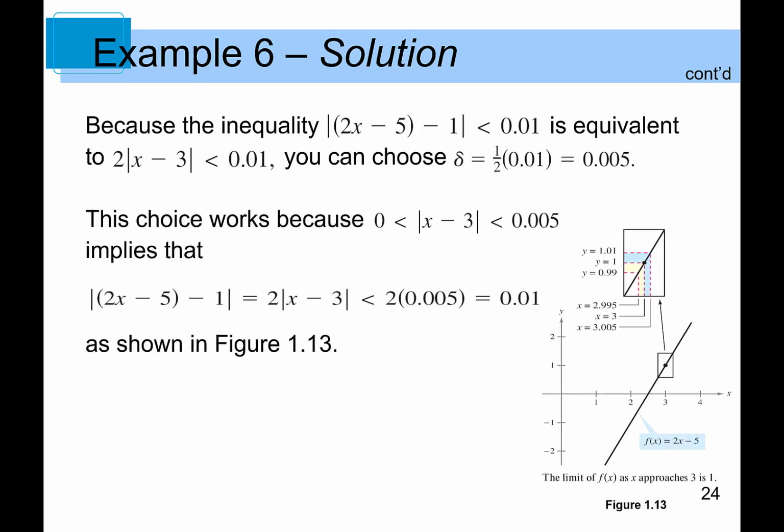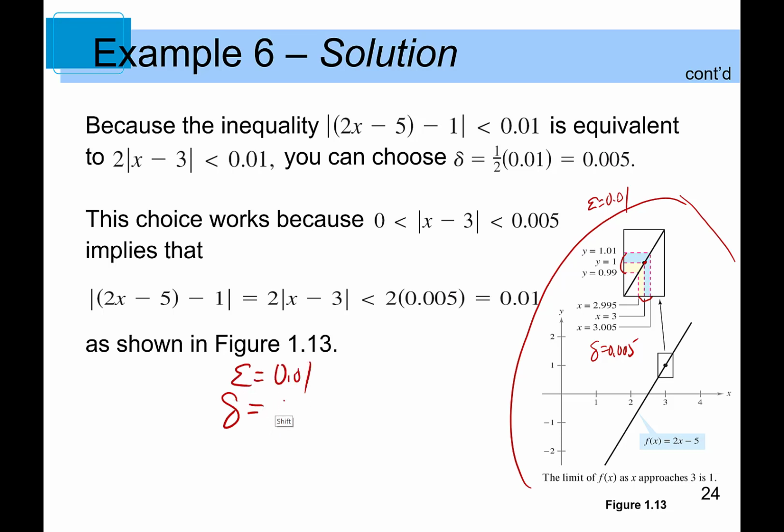Graphically speaking, as you can see, this is the graph for this. At this particular point, in this case epsilon is 0.01 and the delta is 0.005. So this tiny interval yields that tiny interval for the limit. That's why the epsilon is 0.01 and delta is half of that, 0.005.